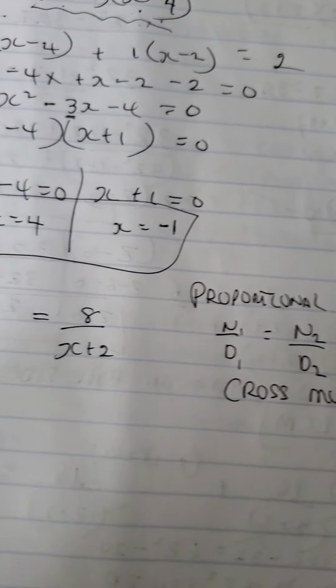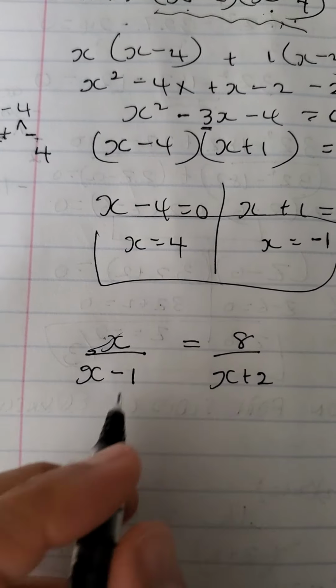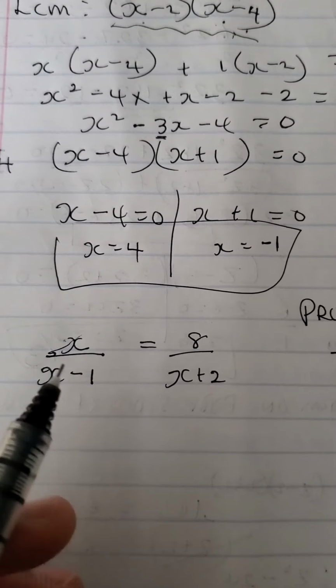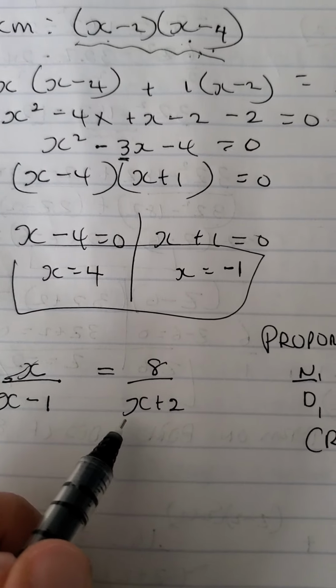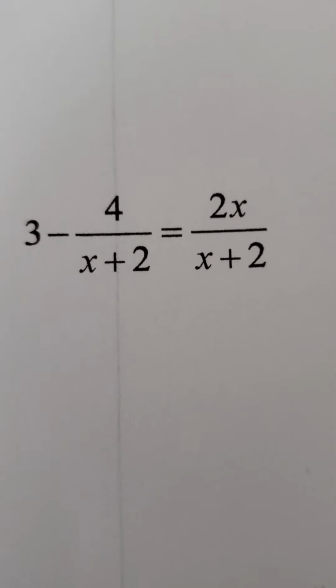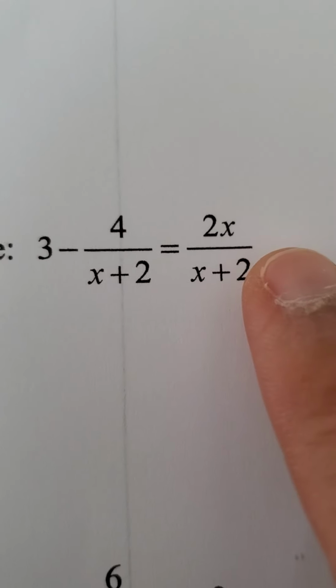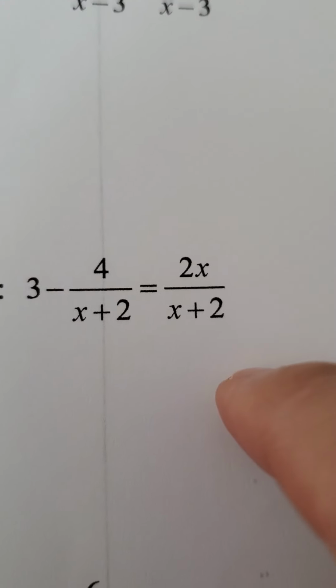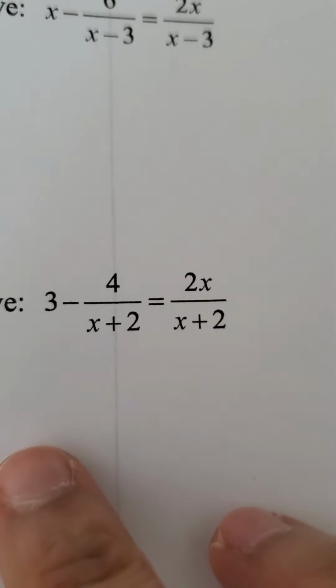Oh yes, deliciousness. So here we go. Instead of finding the LCM, I'm just going to cross multiply. Remember, this only applies if you have one fraction equaling another fraction. So for example, you might see an equation that looks like this. This is not one fraction equaling another fraction. This is actually two terms equaling one term. Okay, so be very careful.